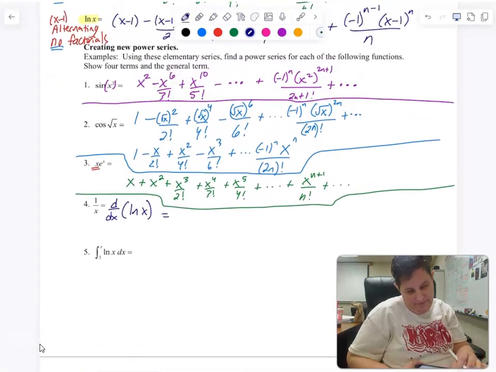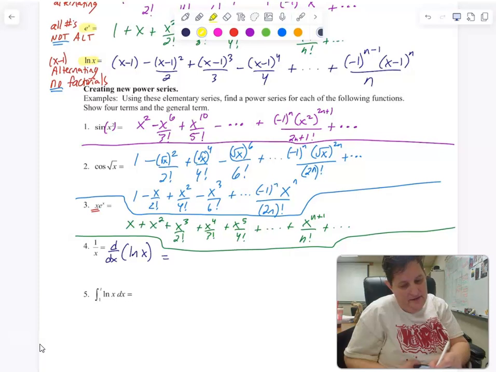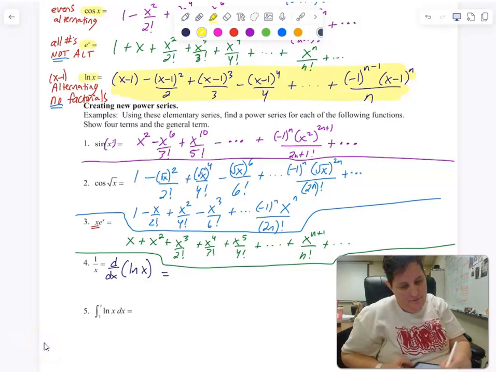So what we're looking at is this. This is the ln series, and I'm going to take the derivative of that. Keep your eye on that while I'm going through here. Okay, so right here, the derivative of x minus 1 is 1.